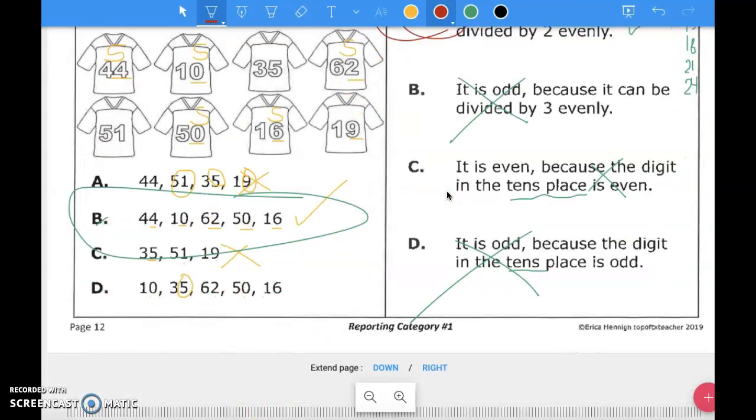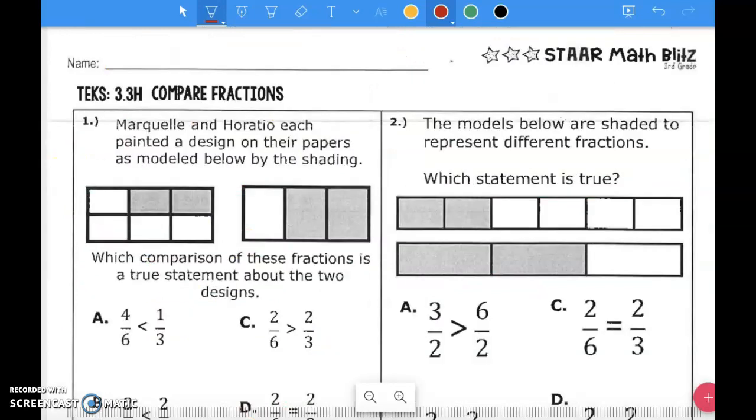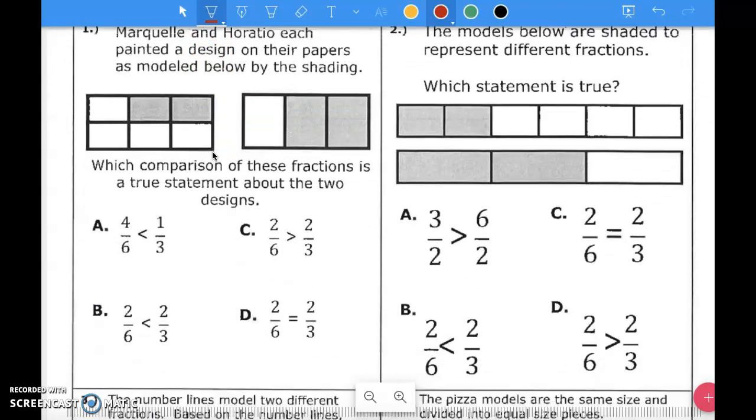Okay, and we're going to move on to the next one. Second page. Markel and Ratio each painted a design on their papers as modeled below by the shading. But before I even read the question, I need to find out.